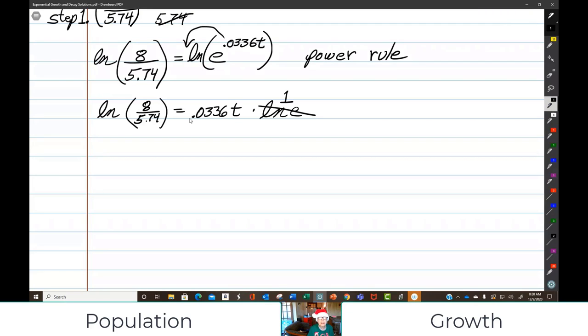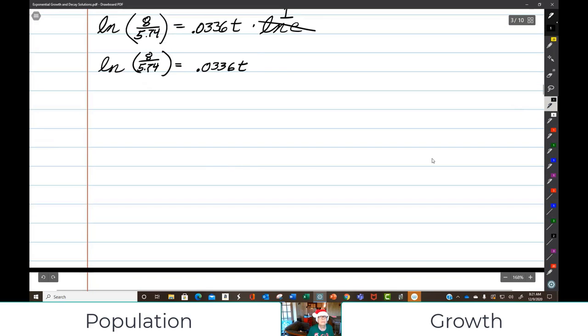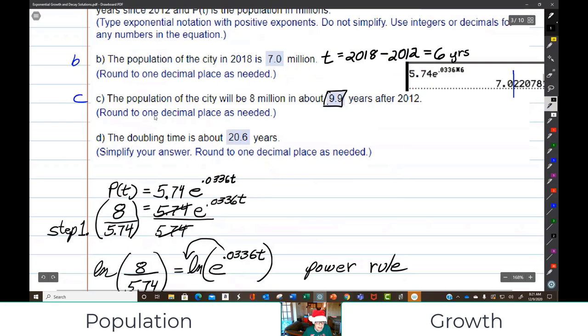So 0.0336t times 1 is just 0.0336t. And that equals the ln of 8 over 5.74. Then to solve for t, I divide by the growth rate, k, 0.0336. The 0.0336 cancels. And this is what I'm going to calculate and round to one decimal place as needed. And I should get 9.9 years.